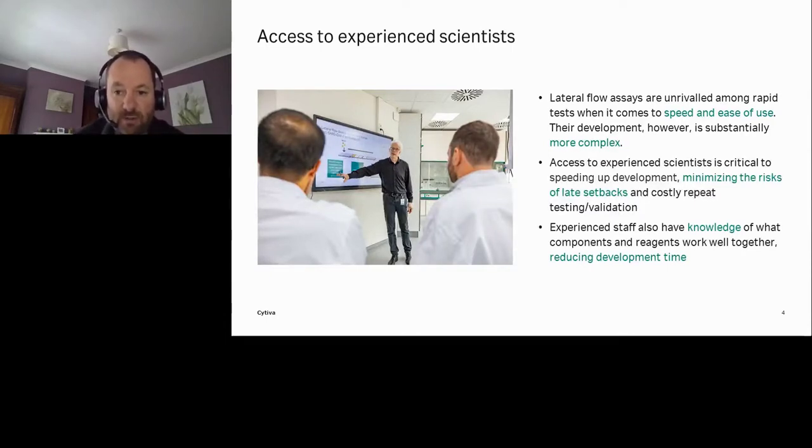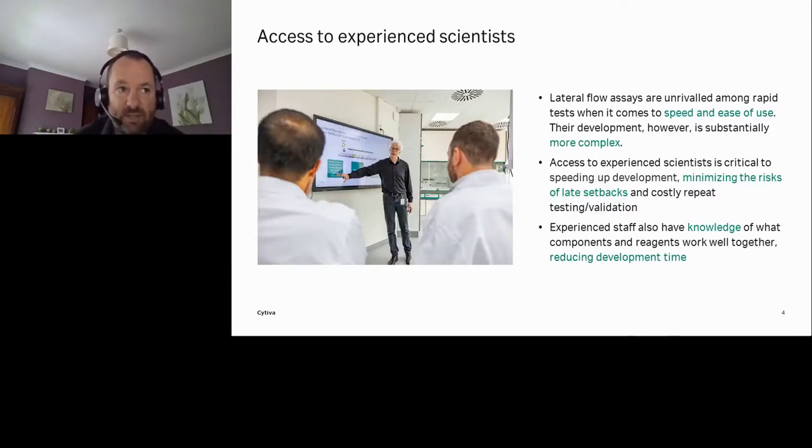You also have the aspect of someone who has produced these tests before. They are aware of the common risks and the setbacks. Their experience has taught them from previously. It helps them to speed up the iterative assay design process, and it can lead to a more optimal solution that saves you having to repeat testing or repeat development at a later stage.